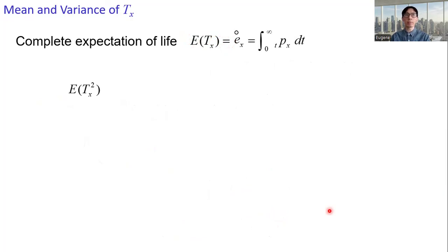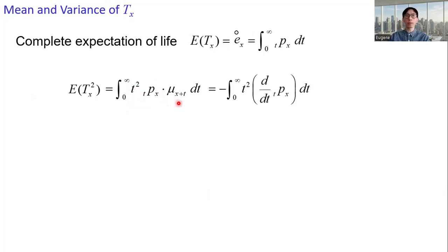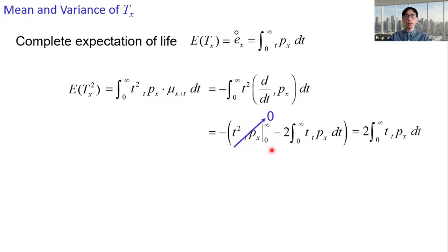And how about the variance? Okay, we need the expected value of T_x squared. By definition, this is the integral, and the integrand is t squared times the density function. Use integration by parts again, and the first term is also 0. We get an expression for the expected value of T_x squared, which equals 2 times the integral of t times tp_x, where t is evaluated from 0 to infinity.